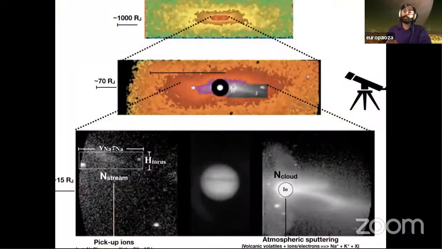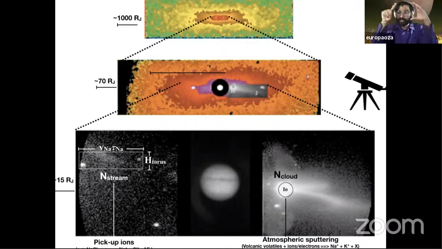So here are real images taken as far back as 1987. As you can see in the top frame here, there is this cloud extending out to 1,000 Jupiter radii. It's all atomic sodium, and you can see this from the Earth. If you just attach a sodium filter to your wide field camera or your spectrograph, then you look in 70 Jupiter radii. Okay, it seems that there's more structure.